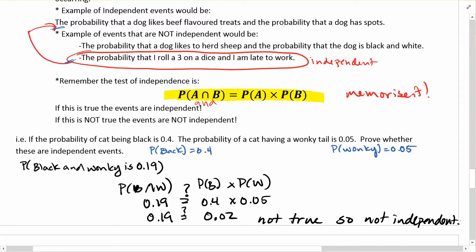So again, you just check to see if what they've given you in terms of the and is the same if you times those two things together. And if it's not true, they're not independent. If it is true, they are independent.